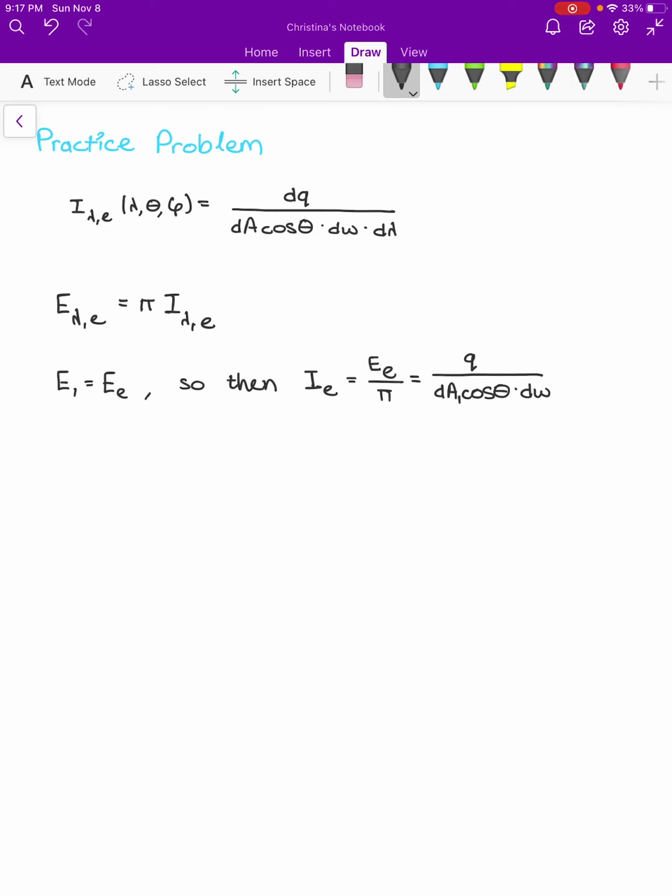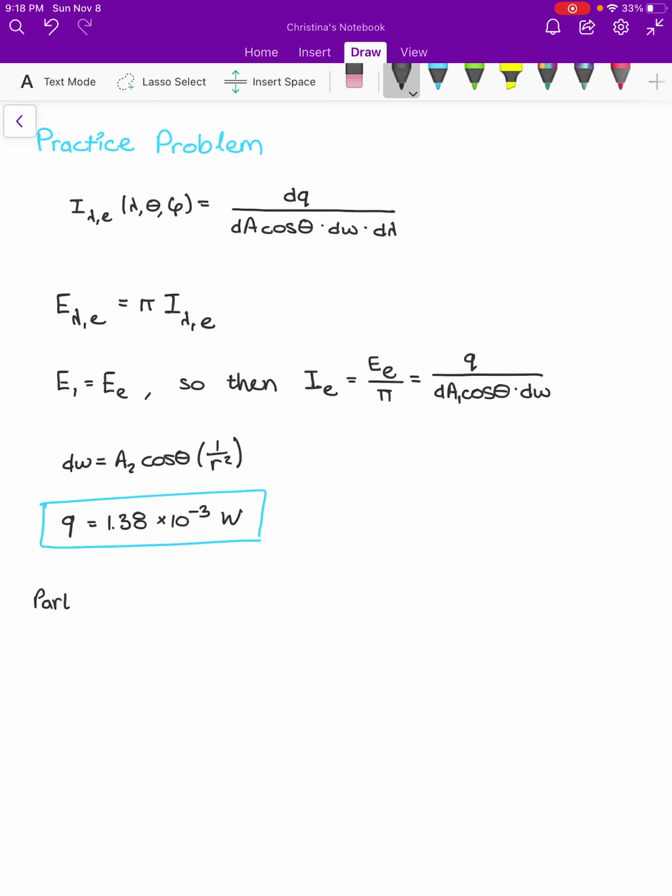Lastly, we use the solid angle equation d omega is equal to A2 cosine theta 1 over r squared, and plugging this all in, we can solve for Q. For part B, the total irradiation is the rate of incident radiation per unit area, and so we can write the following.